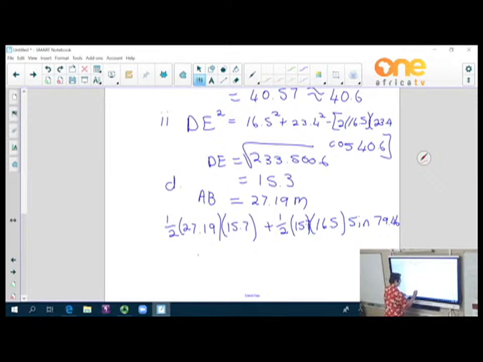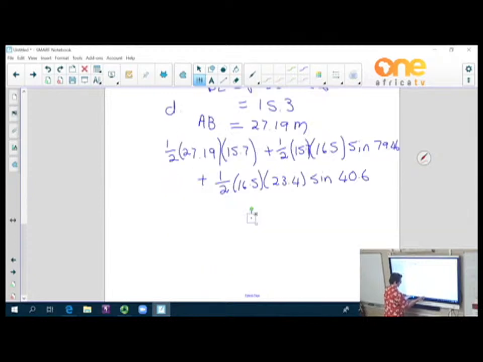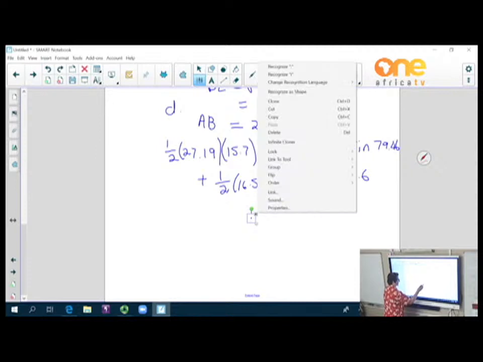And then plus the third triangle, which is not a right angle triangle either. So it will be 16.5 times 23.4. And the included angle there is sine 40.6. Make sure that you take two sides and the included angle every time.